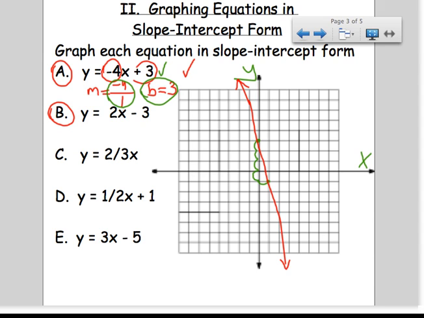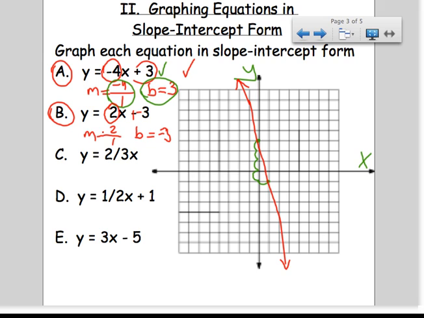The very first step is to identify the slope and the y-intercept. The slope I can see is 2, which is really 2 over 1. And the y-intercept I see is negative 3 after I kill subtraction. So again, my y-intercept is negative 3.